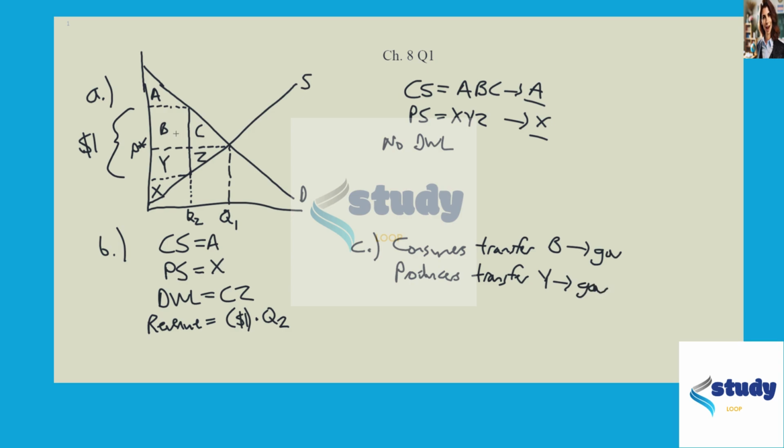In which case the government revenue is unchanged, because before the government revenue was essentially the sum of region B plus Y. Here we're giving them B plus Y, but the consumers and producers both still get to enjoy C and Z. So consumer surplus in this case is just AC, and producer surplus is just XZ. Deadweight loss, when there's this voluntary exchange to the government, is nothing.